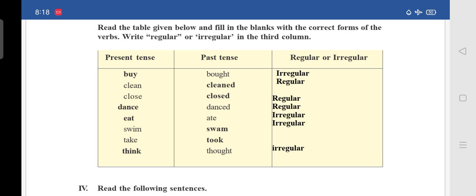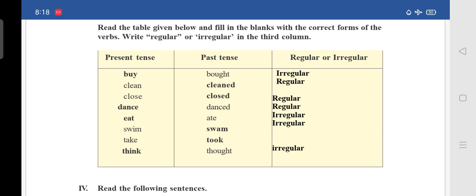And they have given danced. It is past tense, isn't it? So what will be the present? Here they have added ed. So what will be the present? Dance. Dance, danced. It is also a regular one.